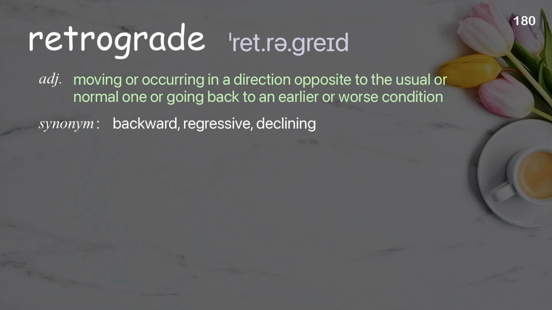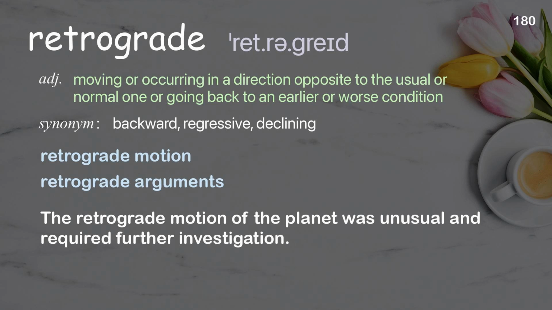Retrograde. Moving or occurring in a direction opposite to the usual or normal one, or going back to an earlier or worse condition. Examples: Retrograde motion. Retrograde arguments. The retrograde motion of the planet was unusual and required further investigation.